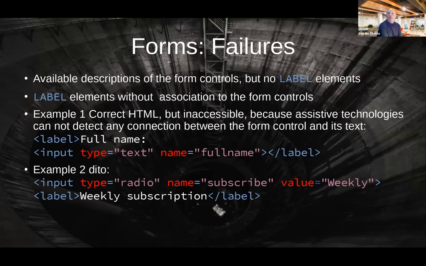You can see how to do it wrong. You do not provide any label element, or you provide a label element, but not the association between the form control and its label, its description. So we see here two examples of label elements not used properly. Just a label, but there is no association of the text and the form control. The machine cannot specify the association.